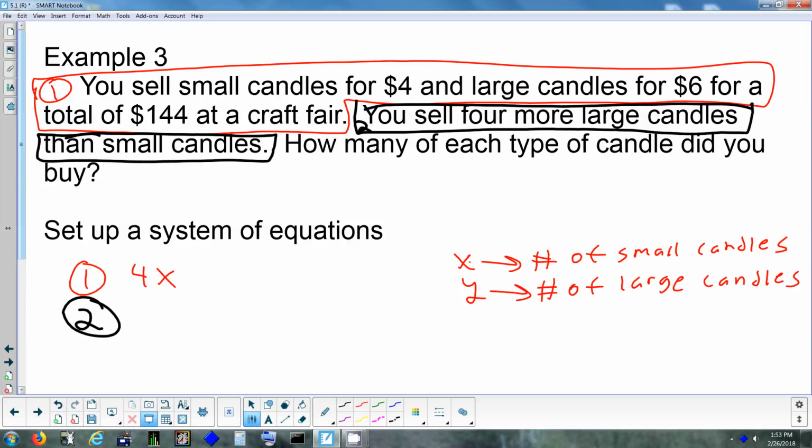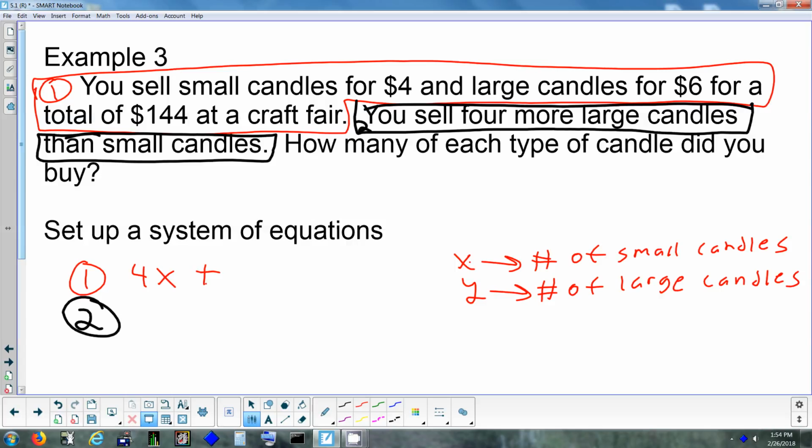That's how we express it. It's $4 times how many you sold. How many did you sell? We don't know. It's a variable. Now we're also selling large candles. If you sell small and large, how would you find the total sales? Like if I said you sold $20 in small candles and $50 in large, how much money did you make? You would multiply then add them together. Yes, you're going to add.